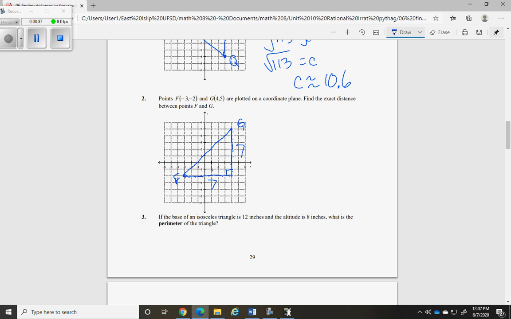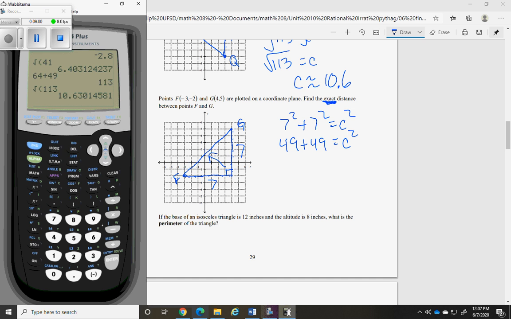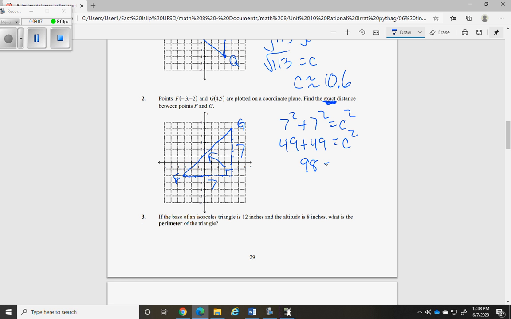So both these legs are the same. Remember, when 2 sides of a triangle are the same, it's called an isosceles triangle. So this is actually an isosceles right triangle. I'll do 7 squared plus 7 squared equals C squared. 49 plus 49 equals C squared. It does say exact distance, so I'm probably going to have to keep a square root in my answer. 49 plus 49 is 98, which is not a perfect square. It's close to the perfect square 100. So C is equal to the square root of 98.